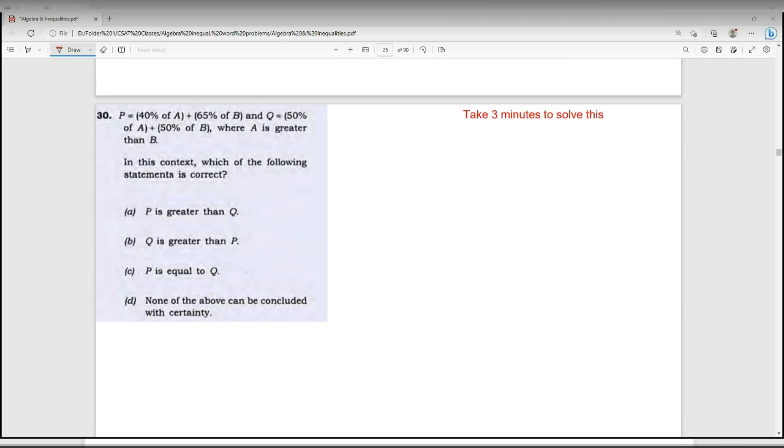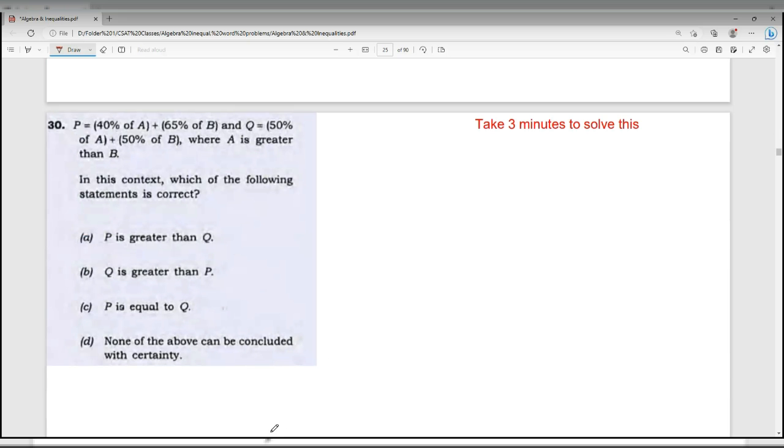Take 3 minutes to solve this. Please select the answer choices that you've got. So 20% have got option A, 50% have got option B, 10% have got option C, and 20% have got option D.